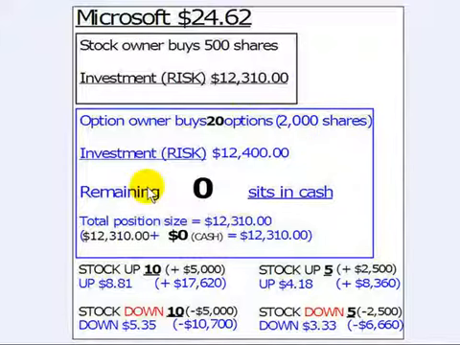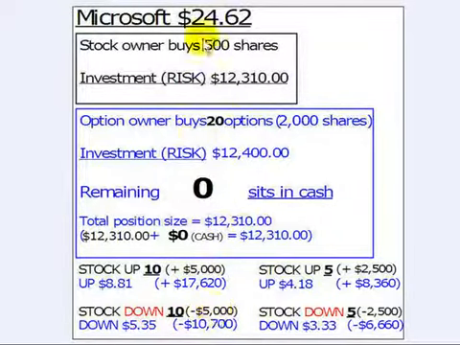Now you have zero in cash. You bought 20 options. You took all this money. You plugged it all into options, $12,400. You even added $90. No money's in cash. No money's safe. Microsoft trades down a significant amount and you lose all your money. Now if the stock is up 10, stockholder's going to make 20%, $5,000. Option holder is going to make $17,620, well over 100% return on the person's money. That's awesome. But when the person's wrong, you lose $10,700 instead of $5,000. And that's most of the investment that you had to begin with.